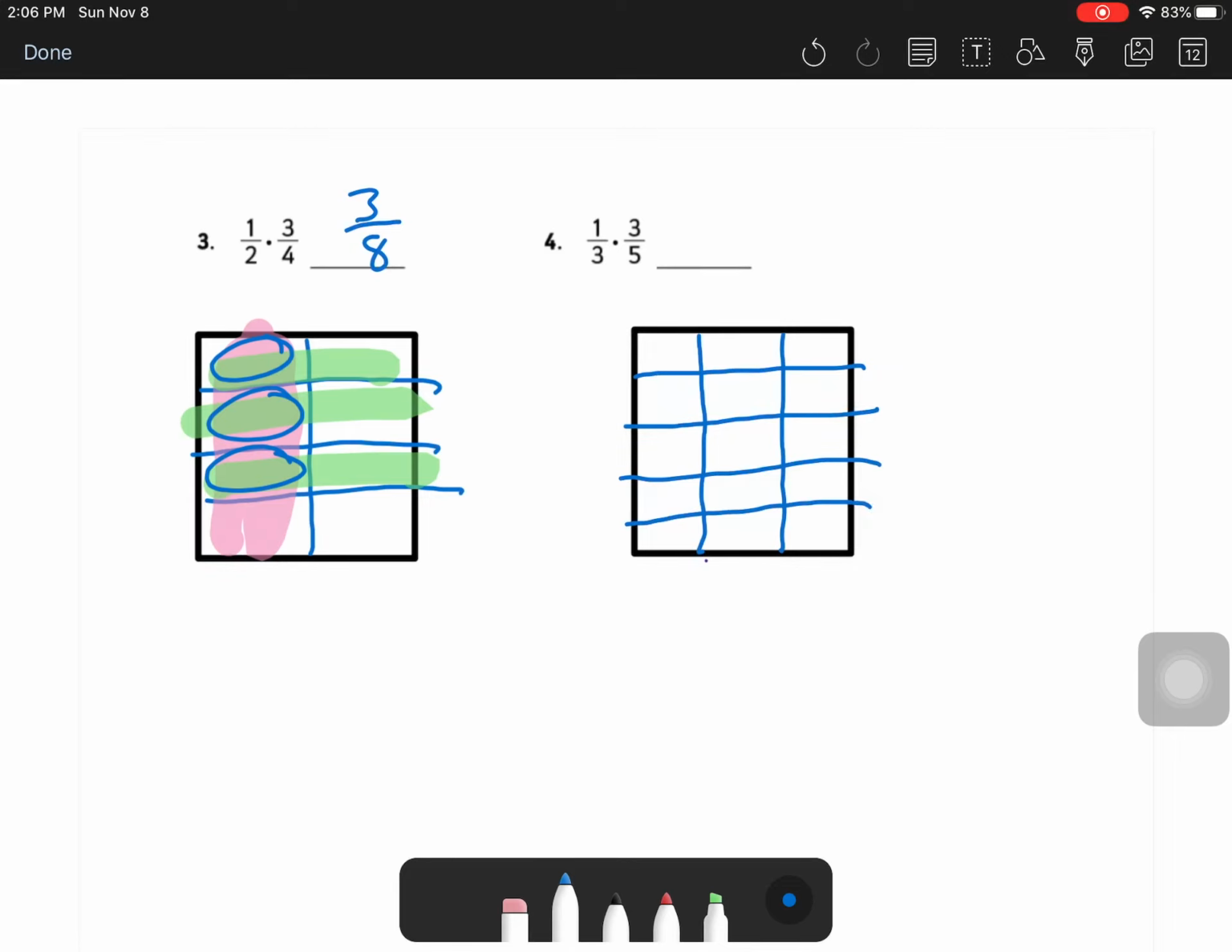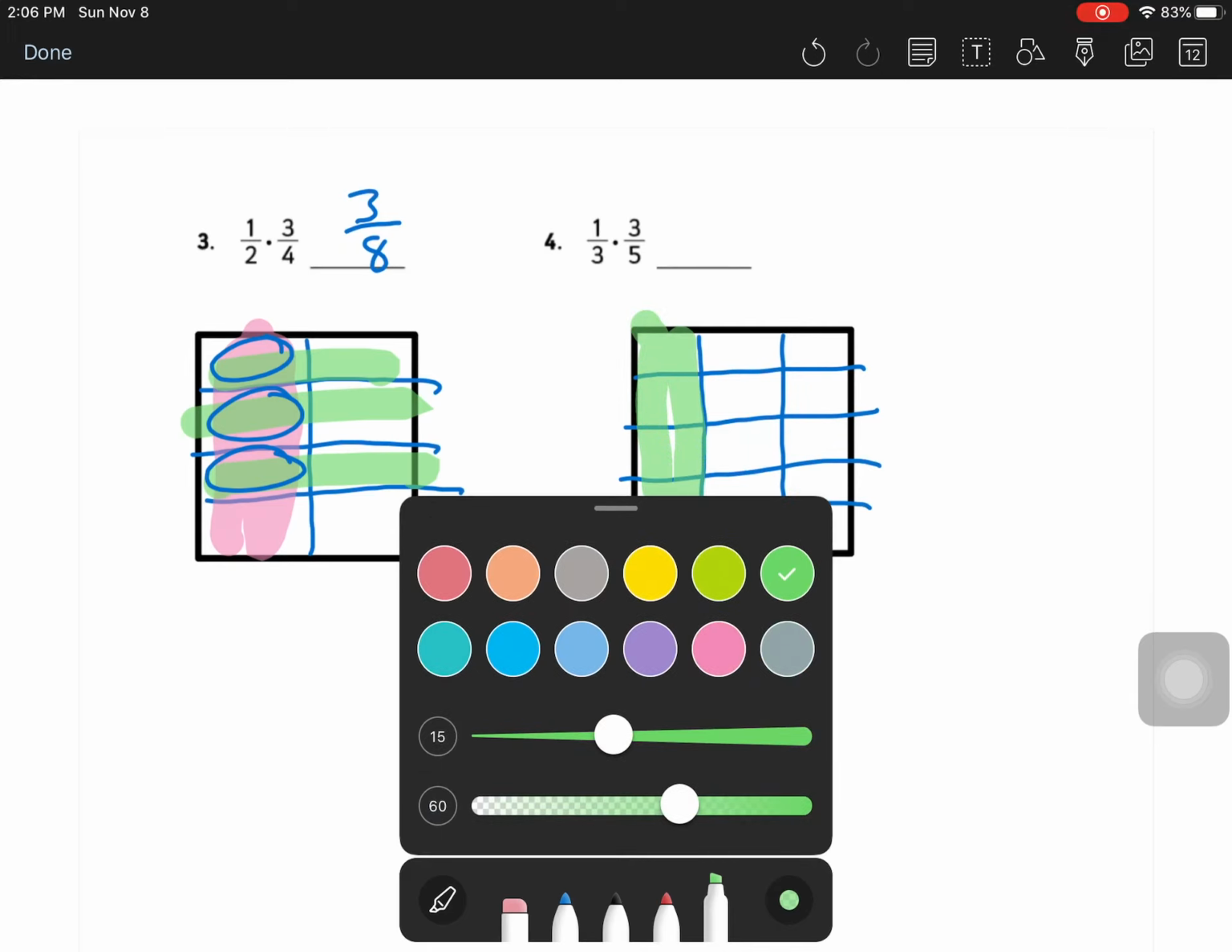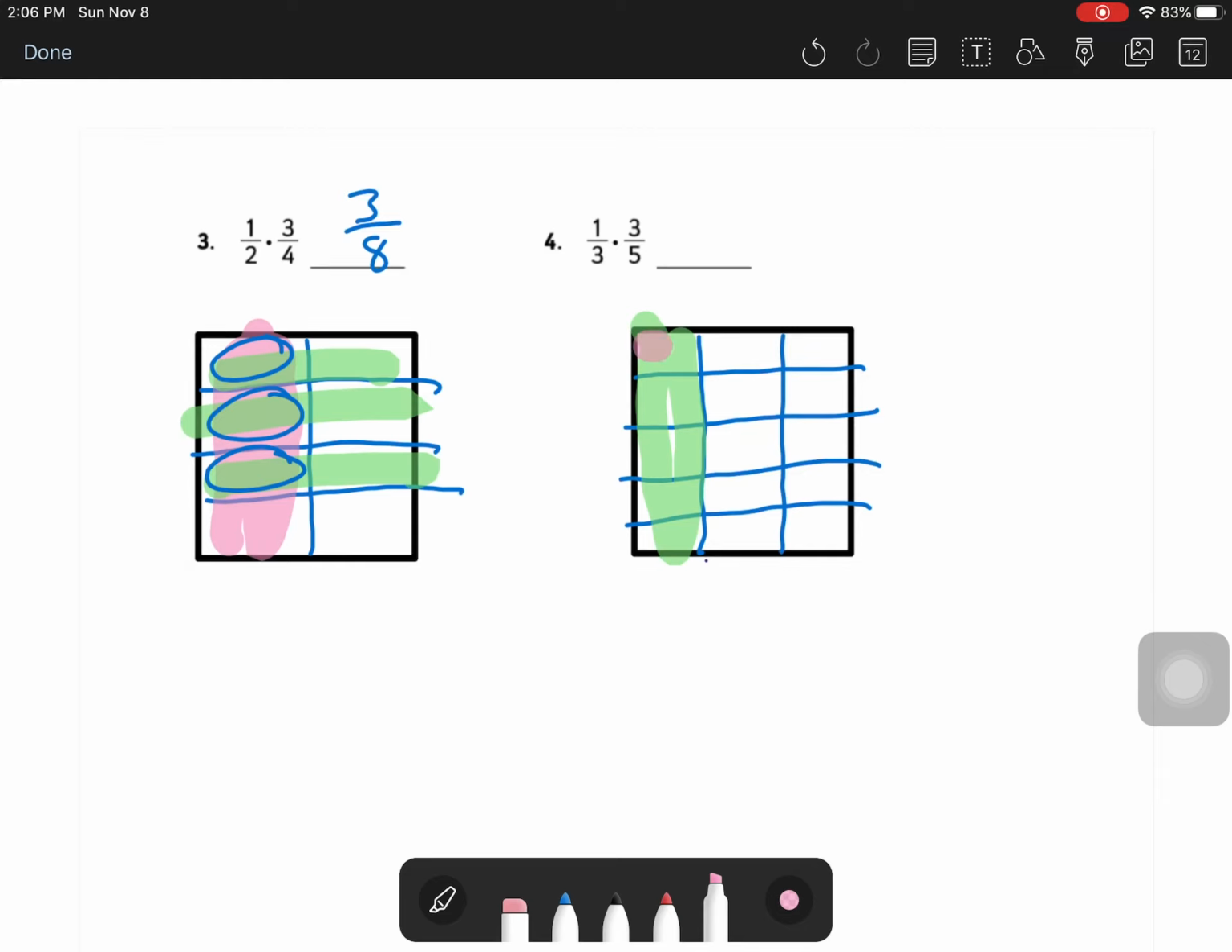This might not be perfect, but okay, so there's fifths. So if I do 1/3, which is going to be going this direction, and then if I do 1/5, which is this direction, I only have one overlapping rectangle there, but I have a total of 15 little rectangles if I count those up. So according to the area model, 1 out of 15.